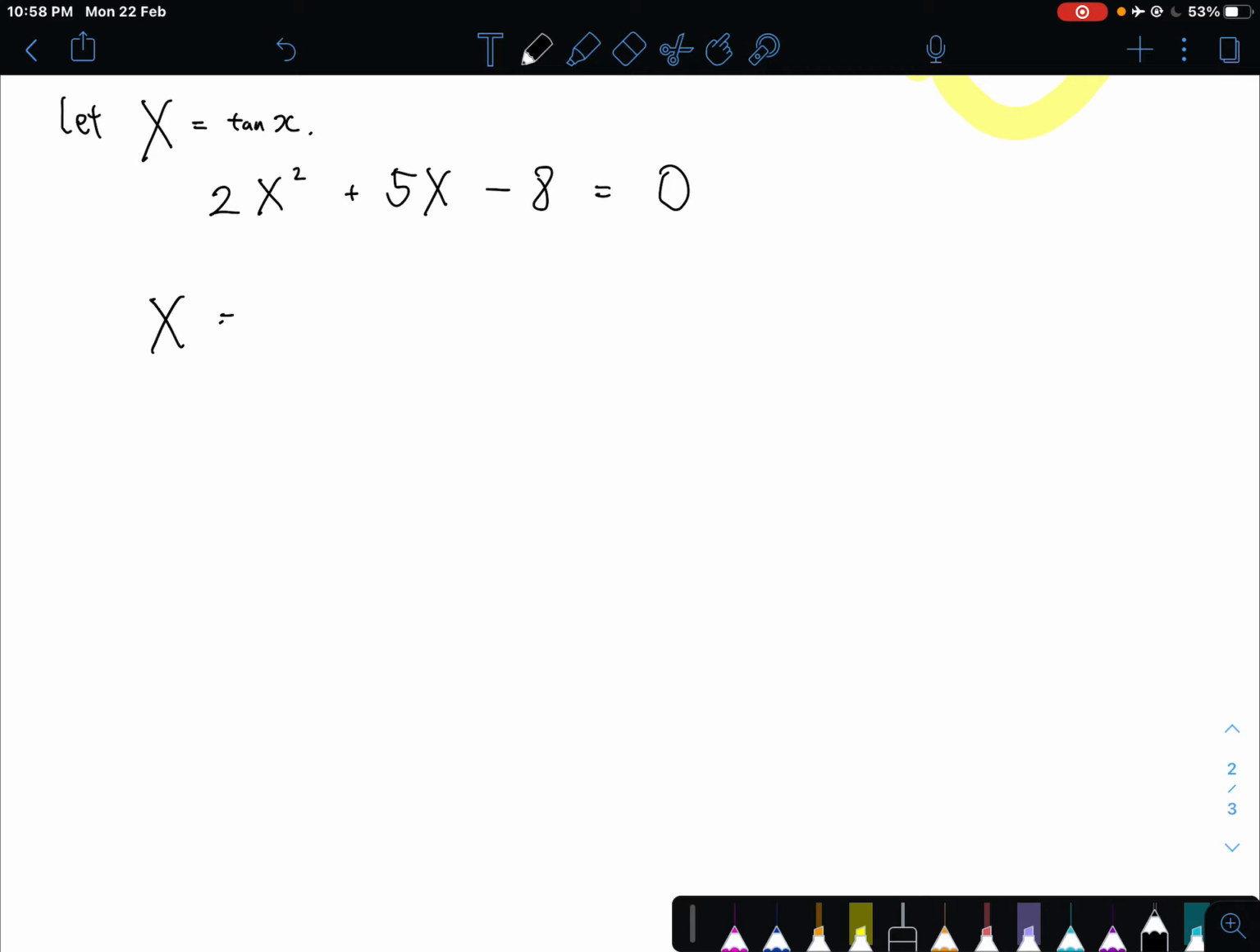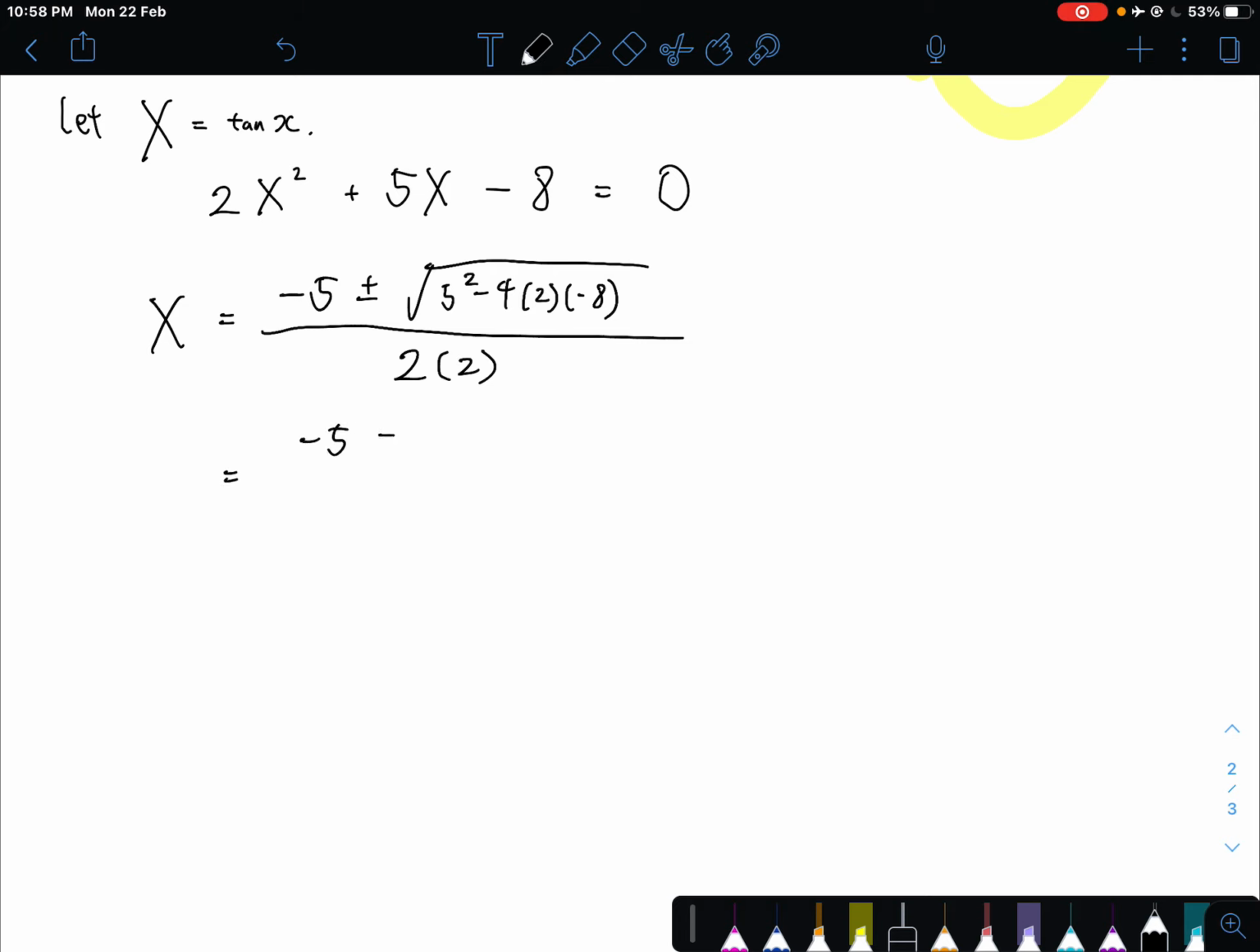So capital X is really equal to negative b plus minus the square root of b squared minus 4 times a times c, all divided by 2 times a. You get a negative 5 here, plus minus there. And just now we already calculated, what was it again? 5 squared minus 4 times 2 times negative 8. It's 89. All divided by 2 times 2, 4.